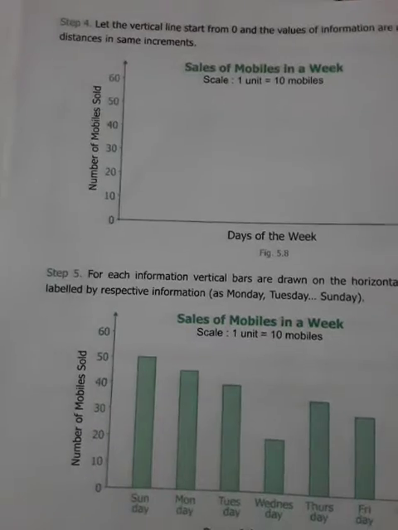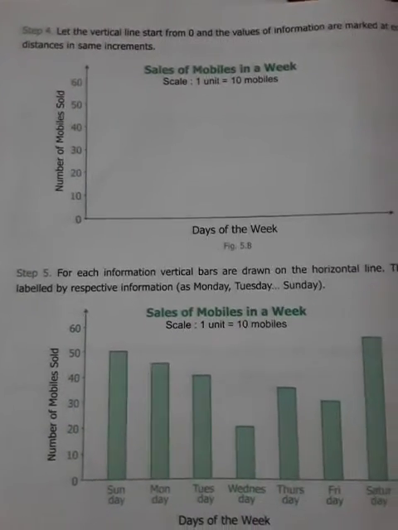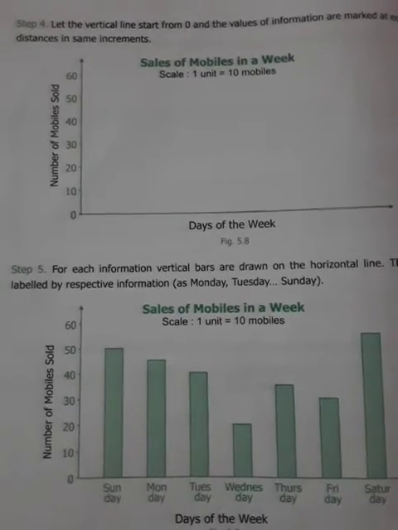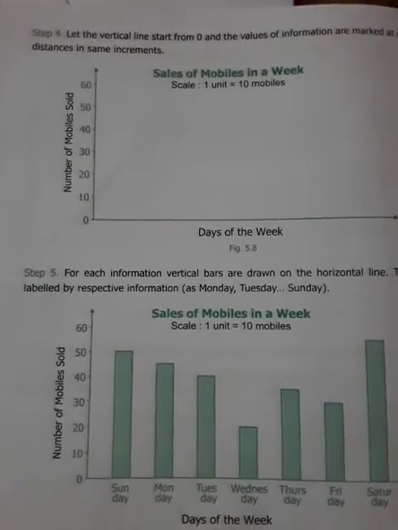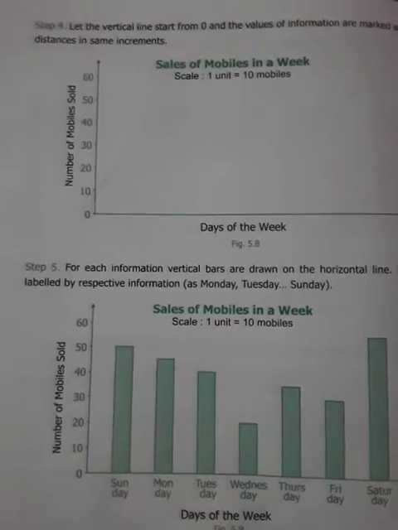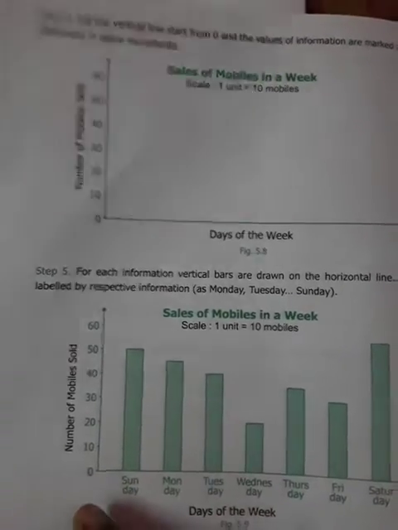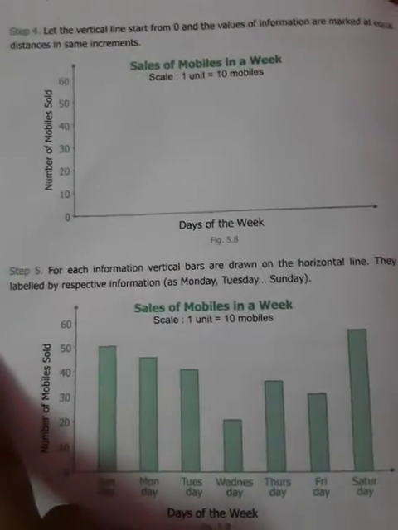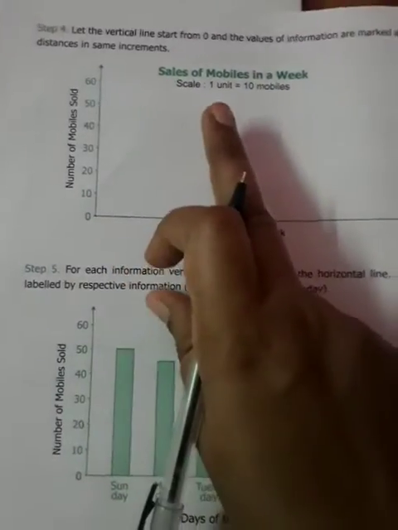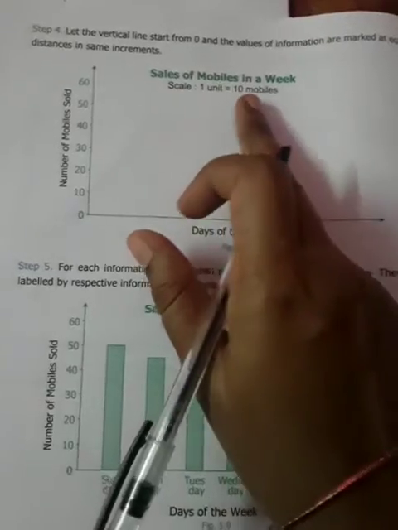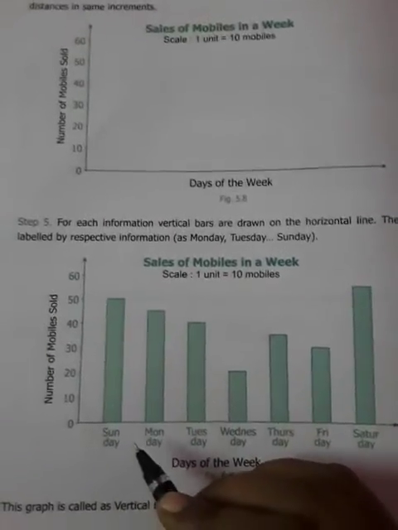Here most of the numbers will come in the 10th table, so we took 10. Suppose the number of mobiles is given like this: 8, 6, 2, 4, 10. If they are given like that, what is the scale you want to take? 1 unit is equal to 2 mobiles, because all these numbers will come in the 2 table. So this is the method you have to follow to write a scale. Here we took scale 1 unit is equal to 10 mobiles. Let's see the answer.